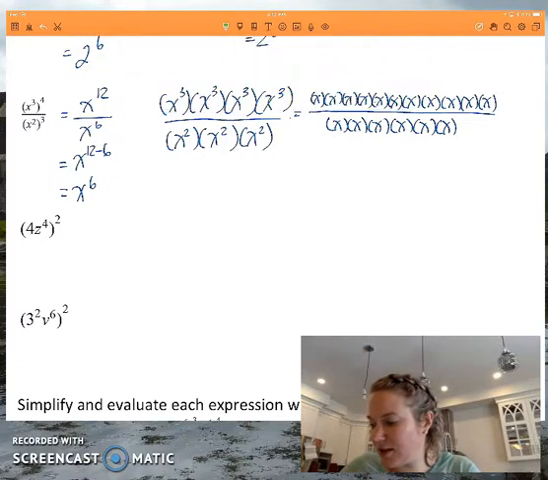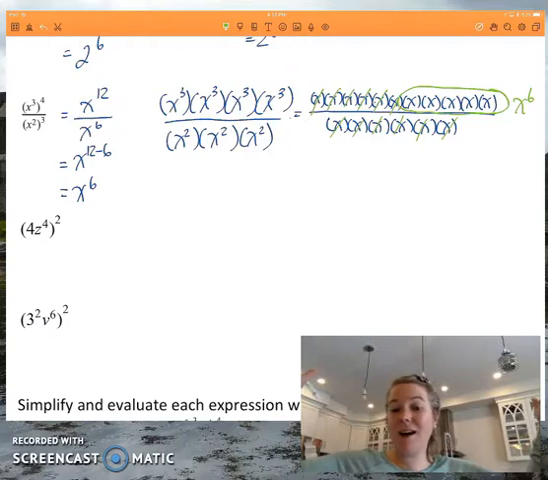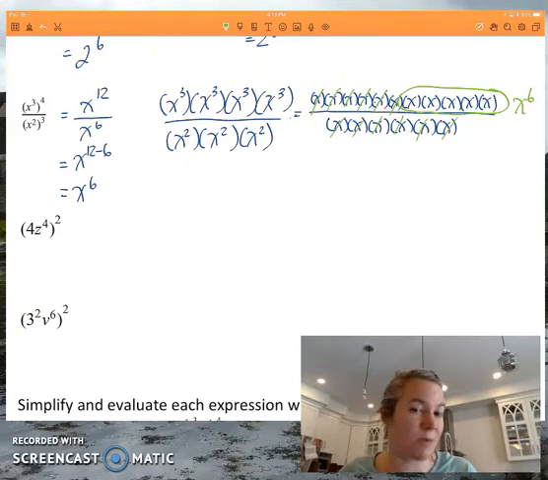Let's do all our cancellation. 1 on top and the bottom, top and bottom, top and bottom, top and bottom. Right, so then I have my answer right here: x to the 6. Ta-da! So remember, if you can't remember the rule, you can always figure it out just by demonstrating that you understand what an exponent really is.